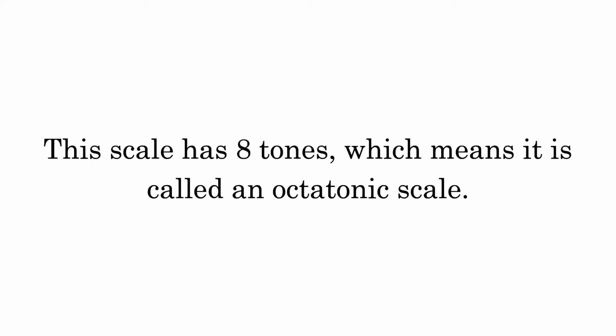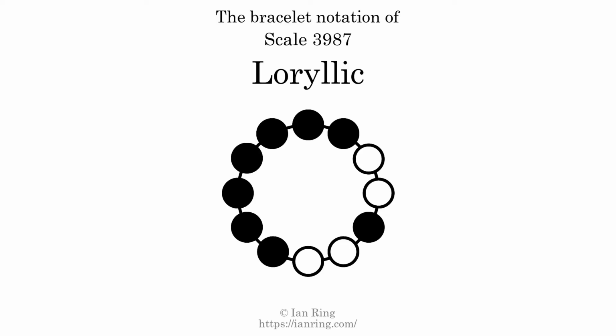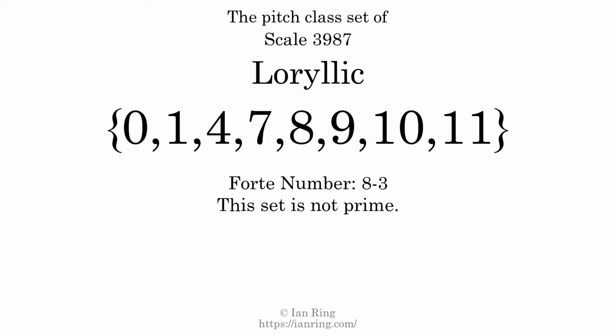This scale has 8 tones, which means it is called an octatonic scale. This is a bracelet notation diagram of scale 3987. The shaded circles represent tones that appear in the scale, and they are read clockwise, starting at the top. The pitch class set for this scale is 0, 1, 4, 7, 8, 9, 10, 11. The forte class is 8-3. This set is not prime.